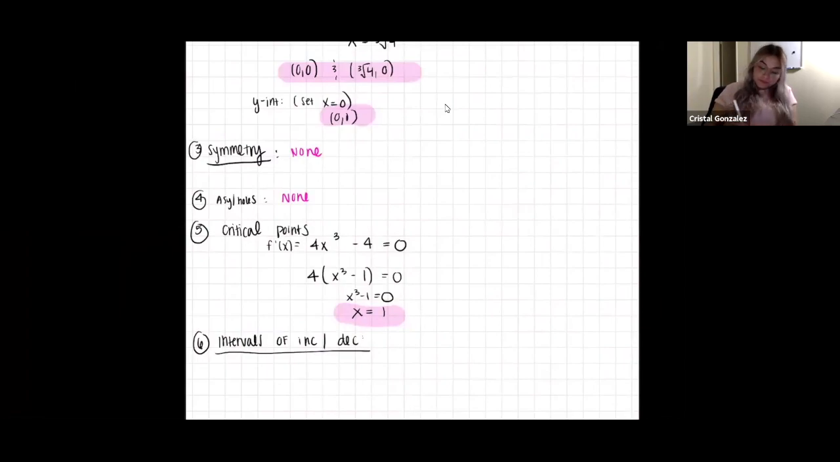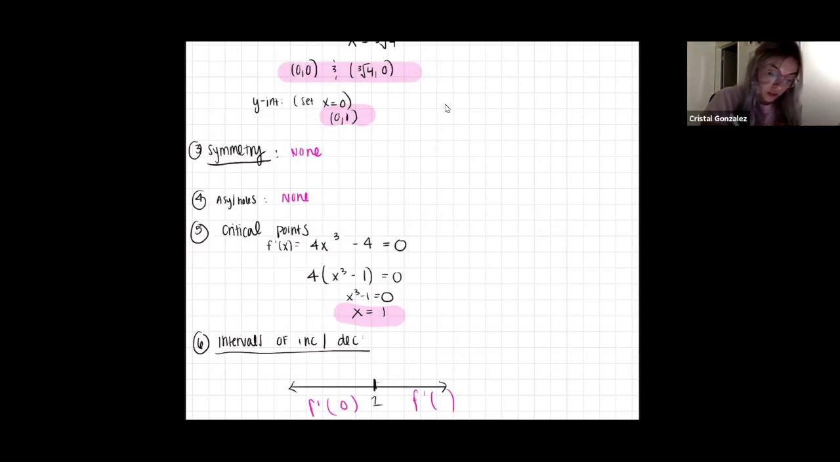Okay, so to check for our intervals of increasing and decreasing, remember we test this on the real number line. For our real number line here, we only had one critical value, and that critical value was 1. We didn't have anything else, so we only have to check before 1 and after 1. We'll check that in the derivative. So go ahead and pick your nicest number that you would like. I would pick something like 0 and maybe 2.